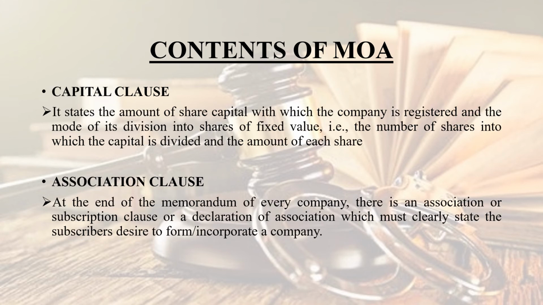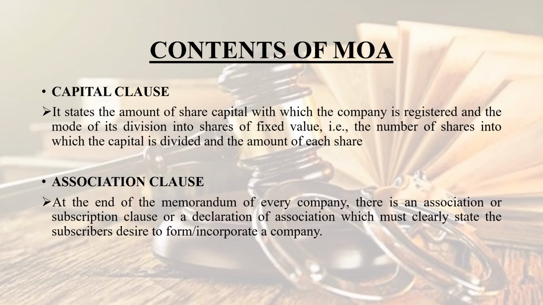The fifth one is the capital clause. It lists the information about the total capital held by the proposed company. This particular amount is called the company's authorized capital. Companies are not permitted to collect more money than the amount listed under the authorized capital.